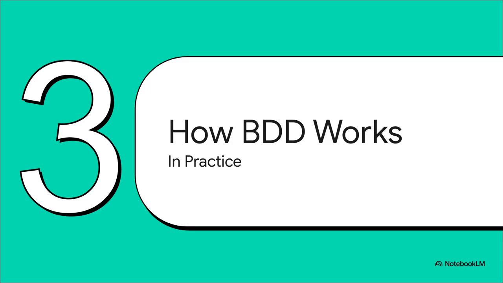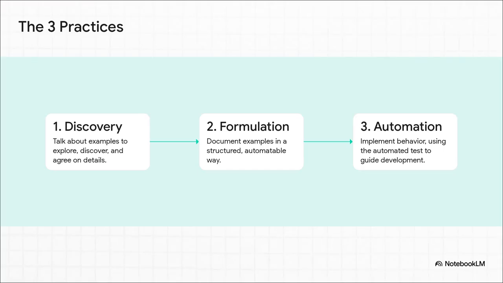All right, so we get the what. Now let's get into the how. What does this actually look like day to day for a software team? Well, according to Cucumber, it's like a little dance, a three-step rhythm that you repeat over and over. First is discovery. This is the conversation where the team gets together and explores examples of how the software should behave. Step 2 is formulation. You take those examples and write them down in that simple Gherkin format we just saw. And finally, step 3 is automation. You turn those plain English scenarios into real automated tests that guide the development.